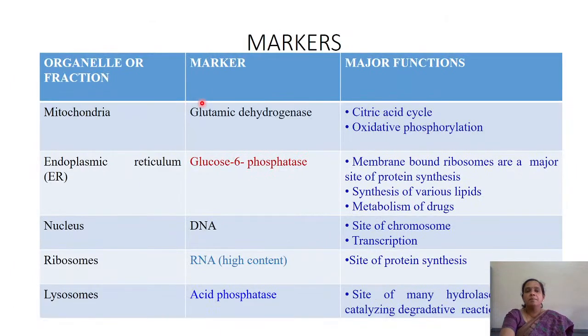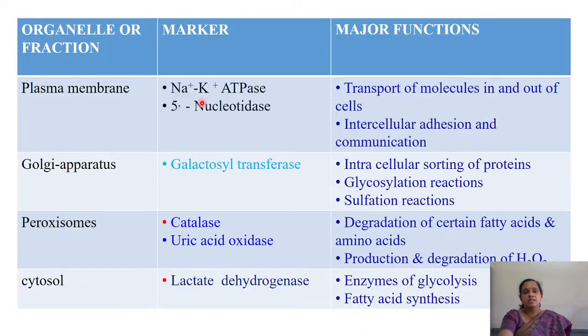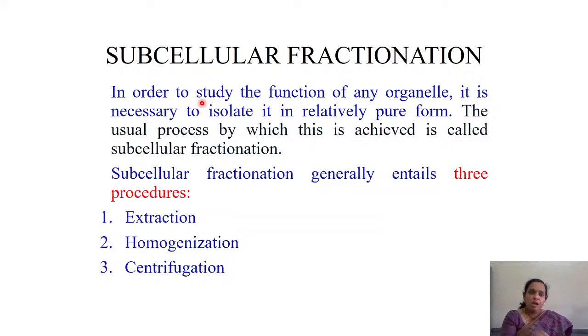So these are all the membranes. So we have seen the markers for mitochondria, that is glutamate dehydrogenase; endoplasmic reticulum, glucose 6-phosphatase; nucleus, DNA; ribosomes, RNA; lysosomes, acid phosphatase; plasma membrane, sodium potassium ATPase and 5' nucleotidase; then Golgi apparatus, galactosyl transferase; peroxisomes, catalases and uric acid oxidase; cytosol, lactate dehydrogenase.